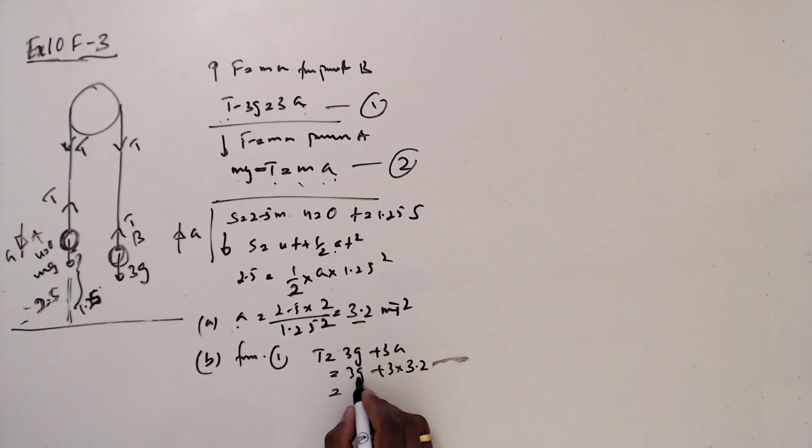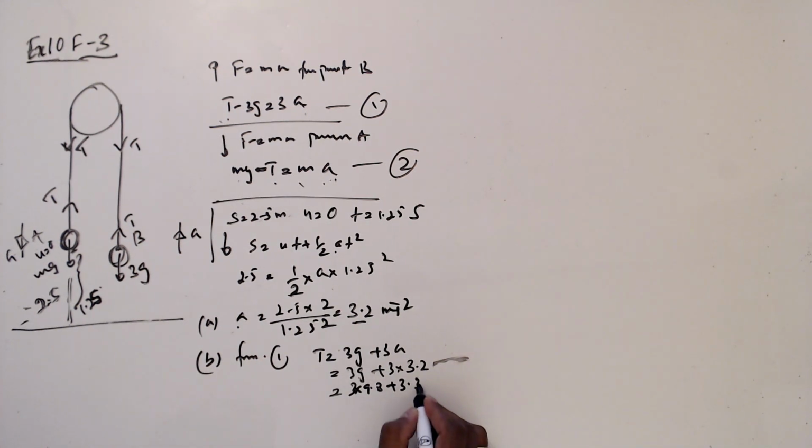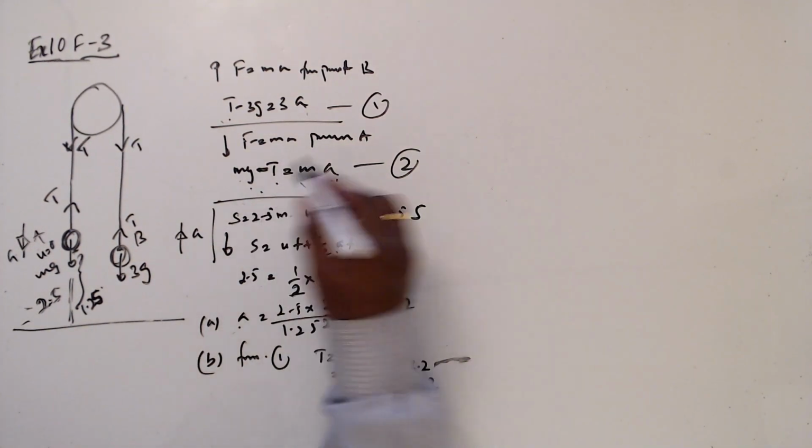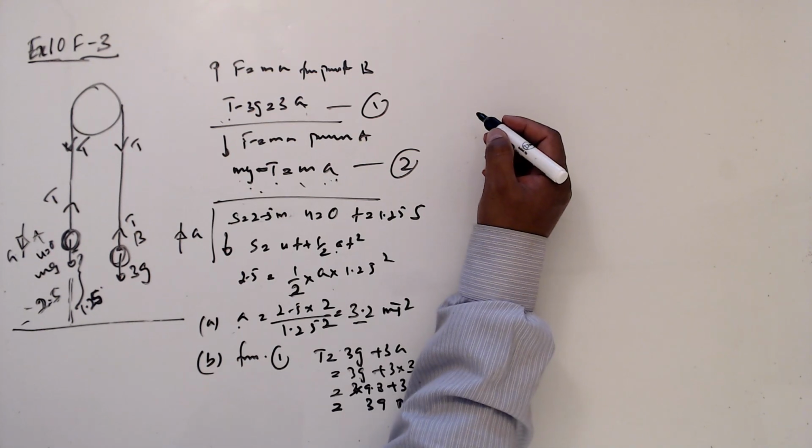So these 3 times 9.8 times 3 times 3.2. So this is, you will get 39 Newton. Now we want to find M.